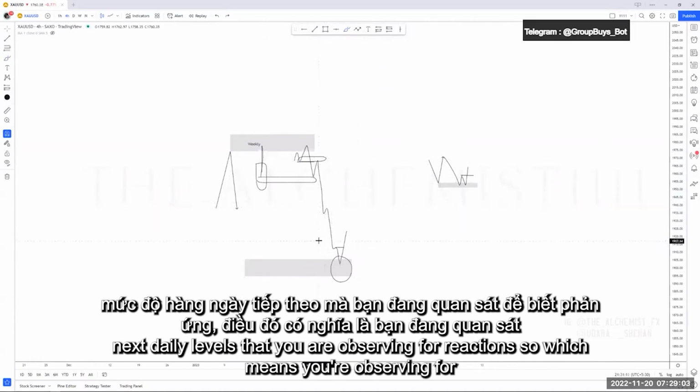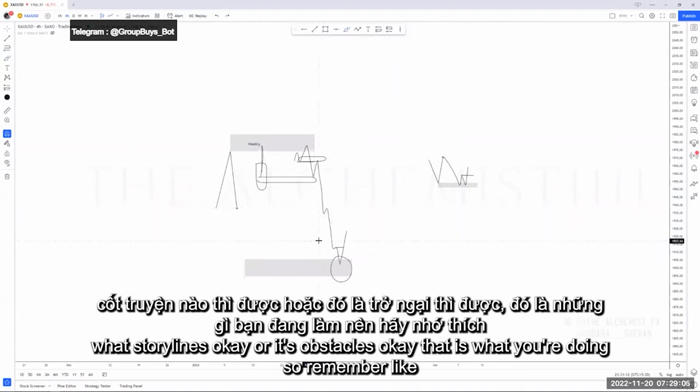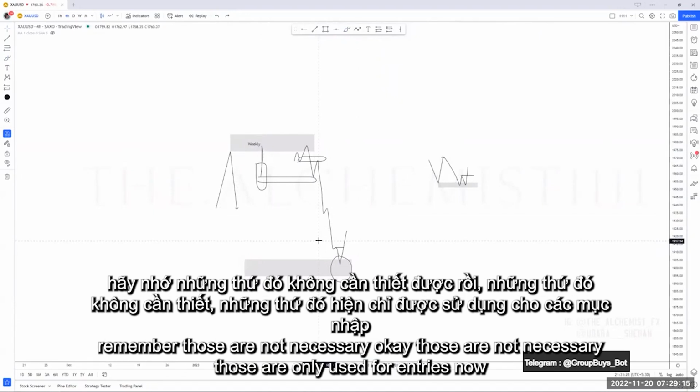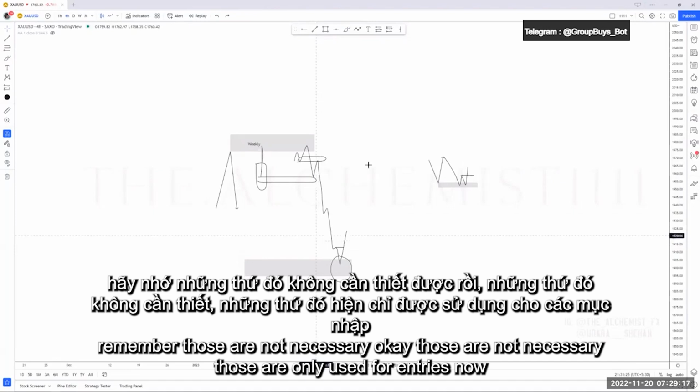So which means you're observing for what? Storylines, or obstacles. That is what you're doing. So remember, daily to daily, weekly to weekly, monthly to monthly. Not 4-hour to 4-hour, 1-hour to 1-hour. No. Those are not necessary. Those are only used for entries.